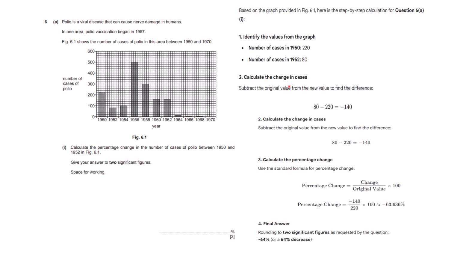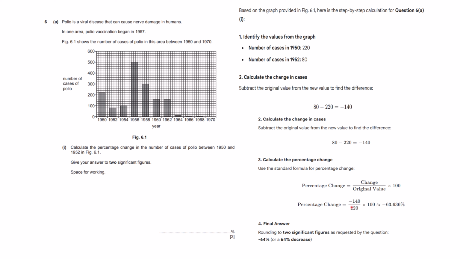To calculate the change in cases, subtract the original value from the new value to find the difference. 80 minus 220 is equal to minus 140. Next, calculate the percentage change. Use the standard formula for percentage change: percentage change is equal to change divided by original value, multiplied by 100.